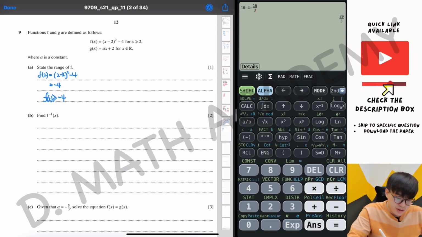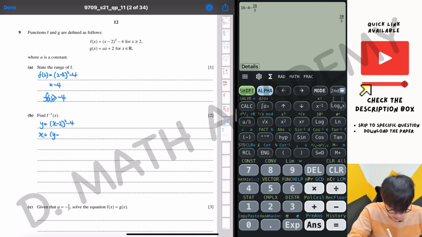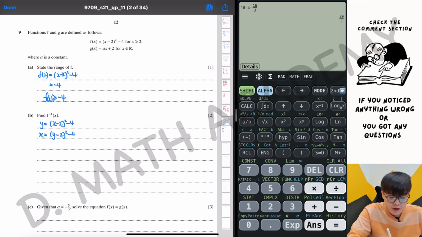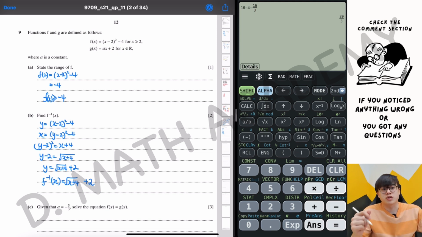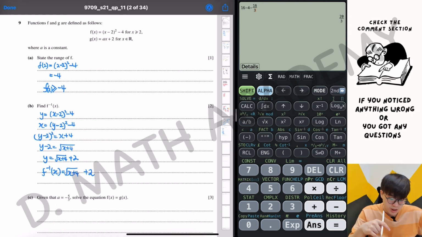And to find f inverse, just follow the steps that I used back then. y equals x minus 2 squared minus 4, swap them up, rearrange it and make it the subject. Get rid of the 2 and you will get your final answer here as f inverse x equals square root of x plus 4, plus 2. So make sure you put the 2 away from the square root to avoid any confusion.